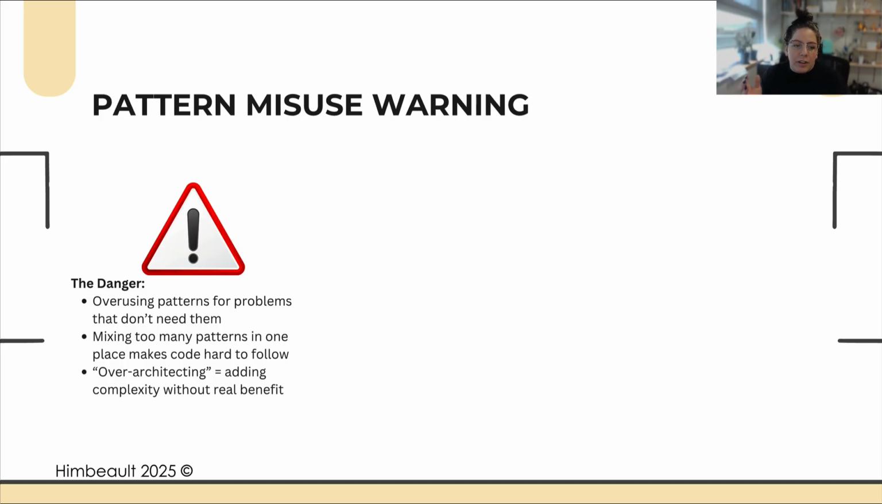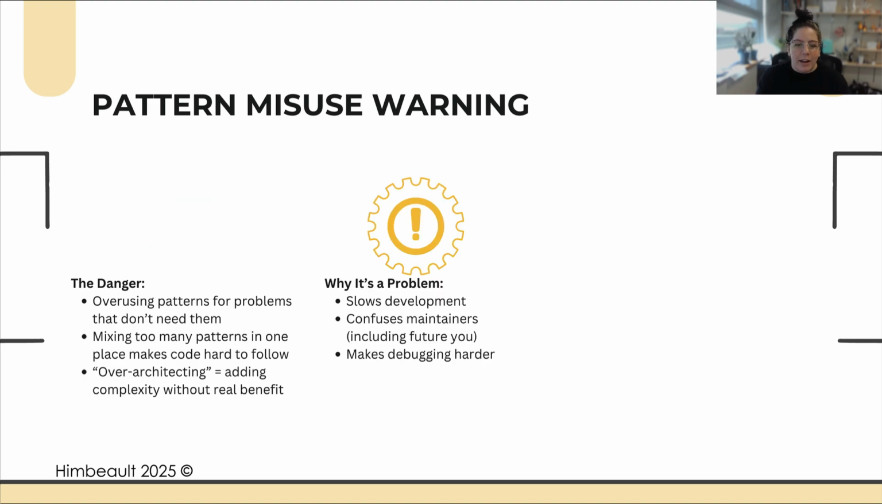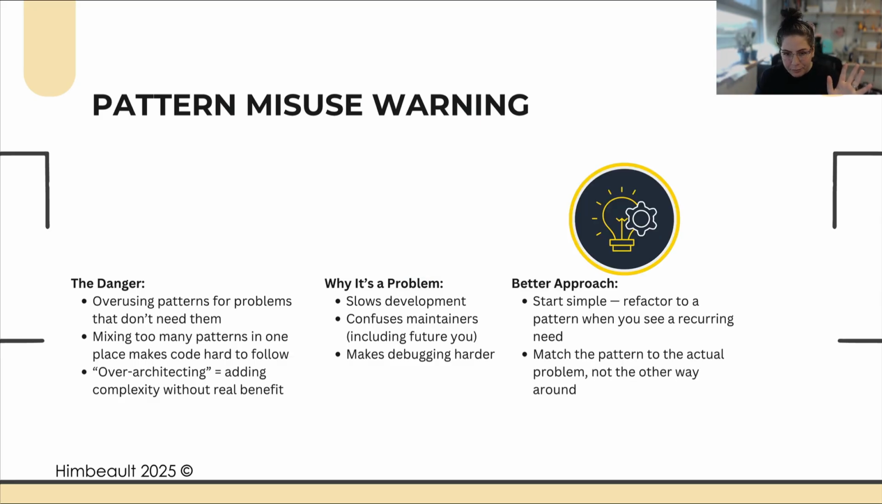So there's this danger that if we overuse patterns for situations where we just don't need them, our code actually gets harder to read, right? We mix too many patterns in one place and our code is just pattern soup. We end up over-architecting, so we're adding complexity, but it didn't add any benefit because our code didn't need to be that complex, right? This can slow development. This can confuse maintainers, confuse yourself later on, right? It makes debugging harder. Just because these exist doesn't mean that they're exactly what we want to be using all of the time. So we always want to make sure that we're starting nice and simple with these.